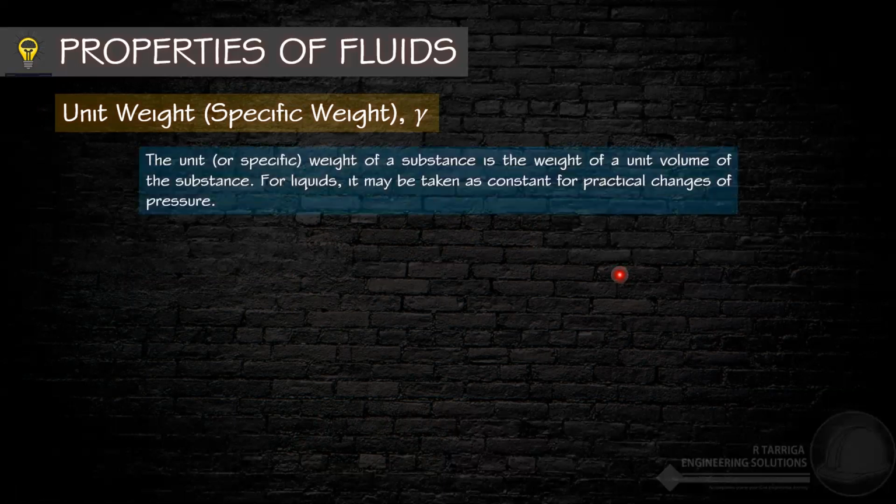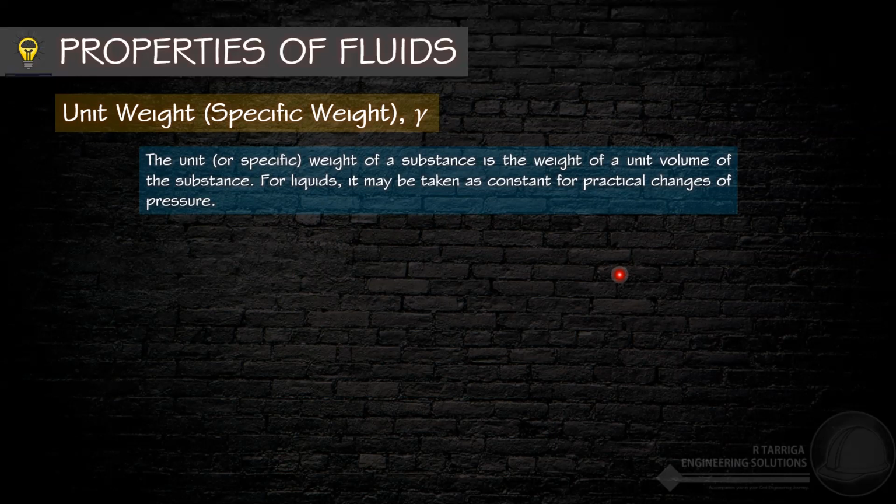Okay? Next, unit weight or the specific weight, denoted as gamma. The unit or the specific weight of a substance is the weight of unit volume of the substance. For liquids, it may be taken as constant for practical changes of pressure. So most of the time, in fluid mechanics, hydraulics, and geotechnical engineering, we will be using unit weight. It is very useful here in the Philippines, no? In the study of those subjects that I mentioned.